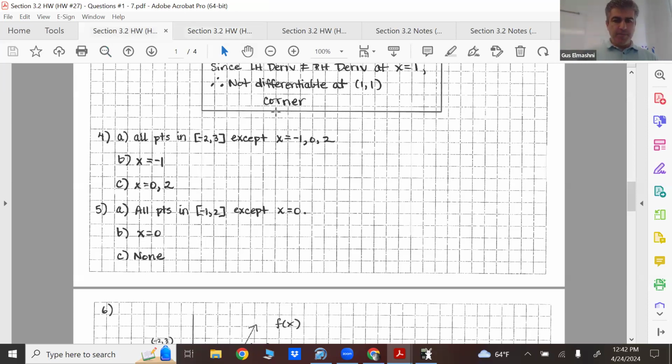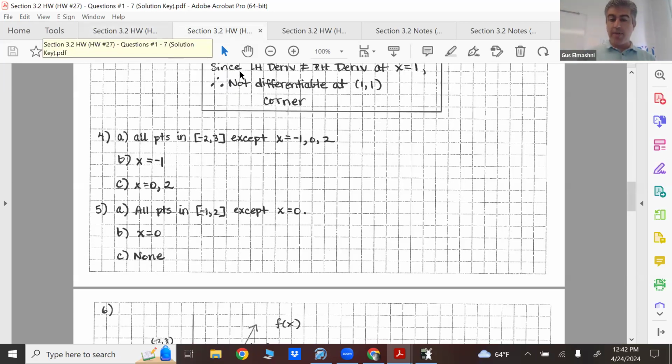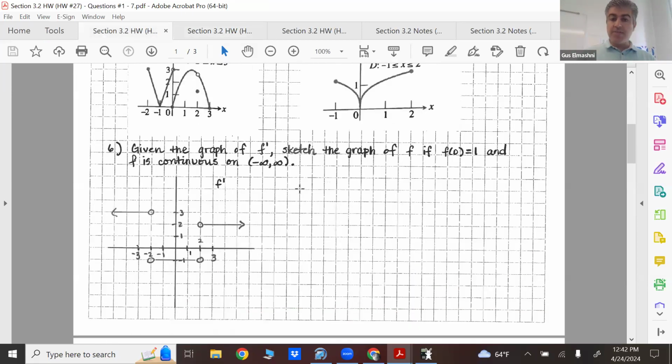For 5, it's got a cluster at 0, so obviously you're not going to include 0 for the differentiability part, and that's what we got. And of course, there's nowhere where it's neither continuous nor differentiable. For 6, sketch a graph of F prime.